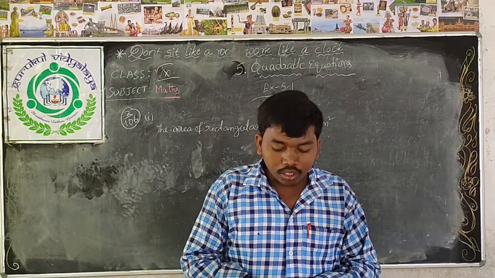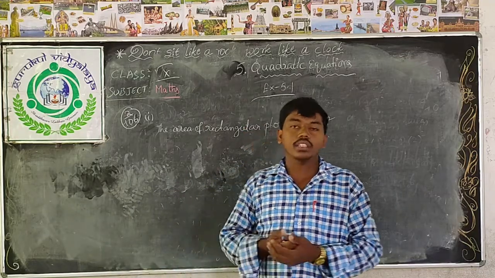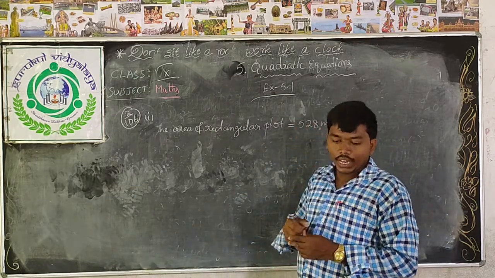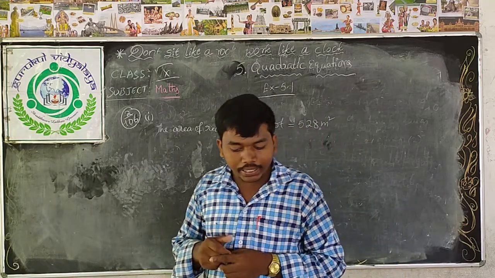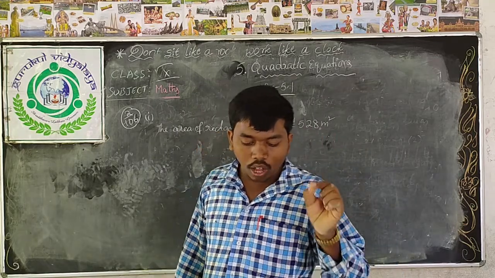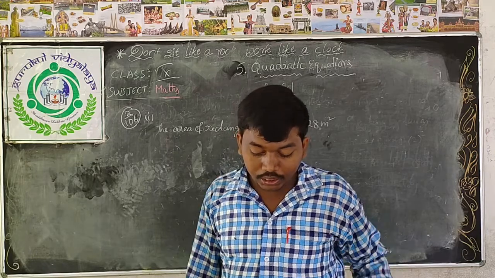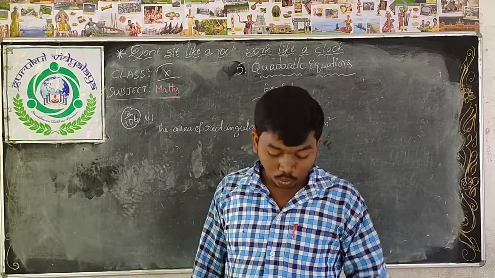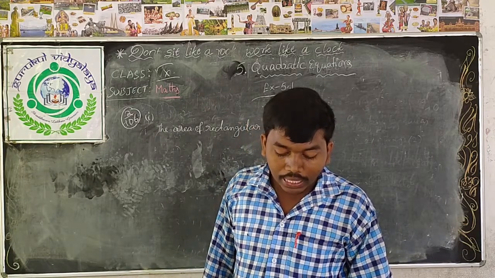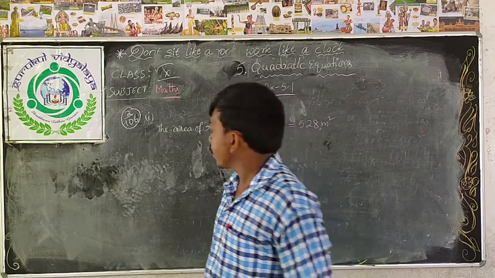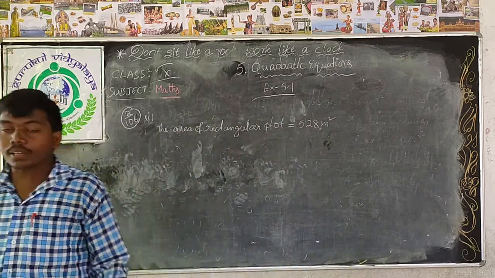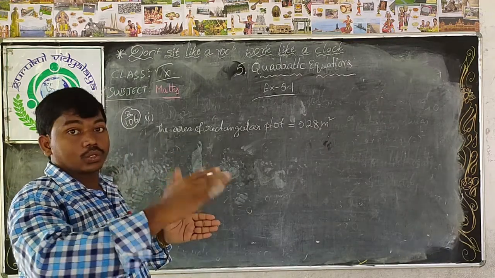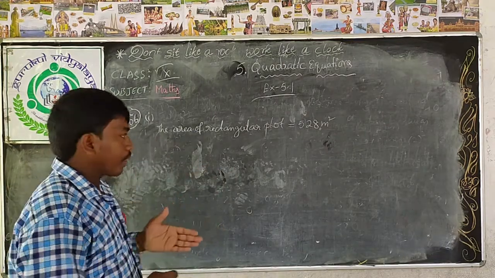Okay, so the area is given, one rectangular plot is there, the plot area is 528 meters square, and the relation between the length and breadth is given in meters. The length of the plot in meters is 1 more than twice its breadth. 1 more than twice its breadth. We need to find the length and breadth of the plot. Okay, so first take breadth, right? Because the length is 1 more than twice the breadth. Okay, so take breadth first.